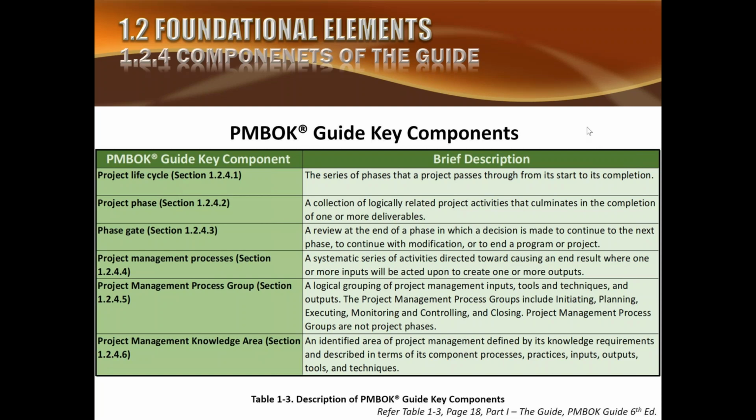Then we have got project life cycle. Project life cycle has phases. Every phase, when it ends, there is a phase gate to pass through. This is the approval gate for that previous phase, and the decision to continue is based on the phase gate. So these are the basic components of PMBOK guide.